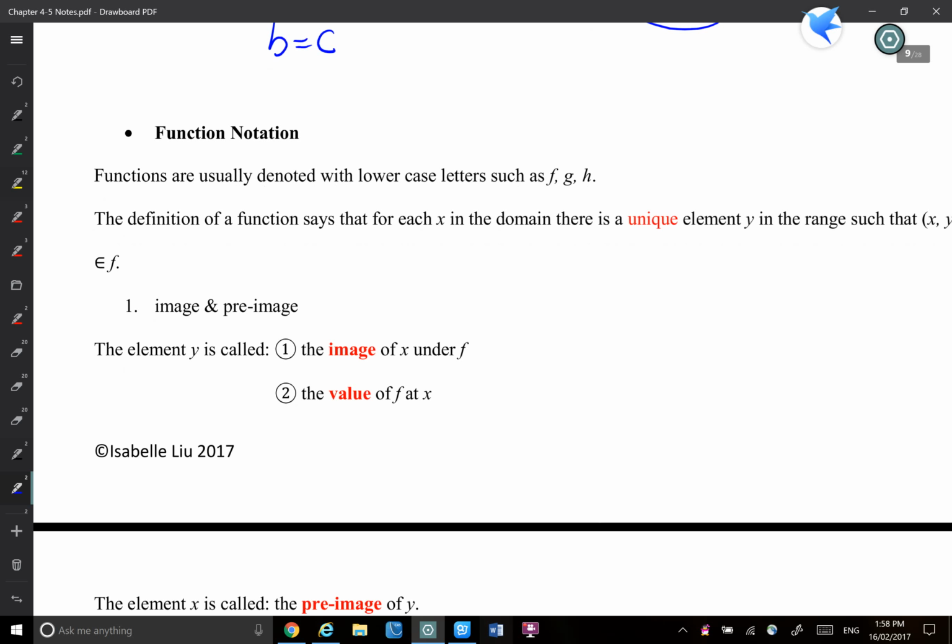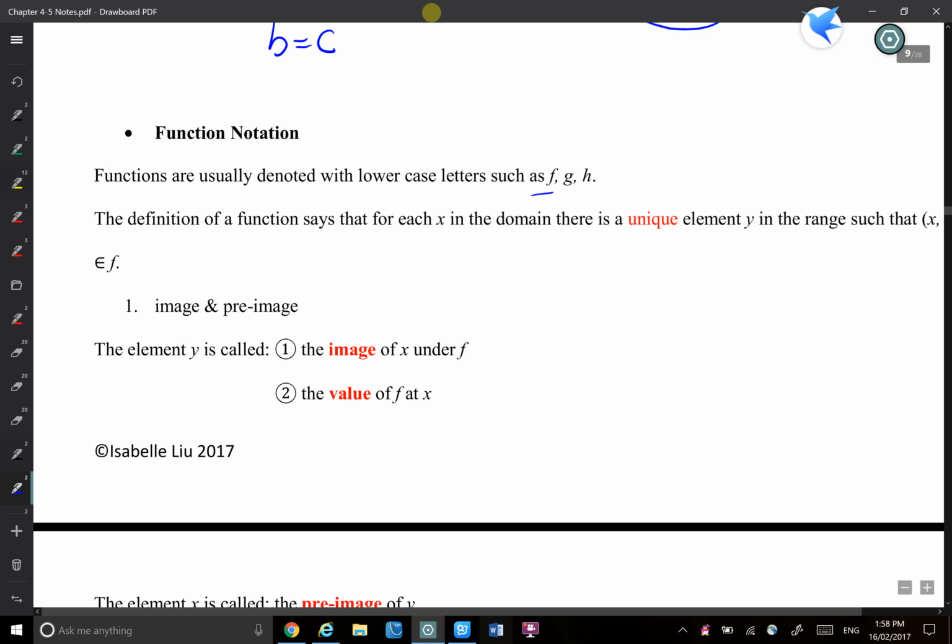Okay, the next really important thing is talking about function notations. So what are function notations? We give a function a name. We name it f, g, or h. So basically we change y equals something to f(x) equals something, g(x) equals something, h(x) equals something. So in year 10 we have learned function notations. The usual letters we use are f, g, and h.